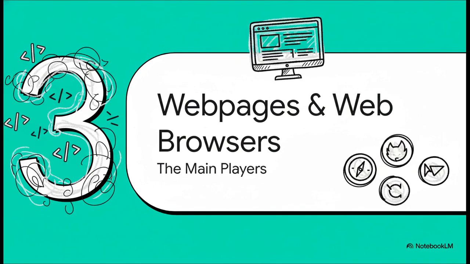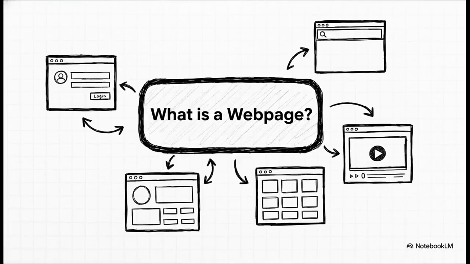Now, let's talk about the two main players that make it all work, the web pages themselves and the browsers that read them. You interact with web pages all day long. The login screen for WhatsApp, that's a web page. The Google search page, yep, a web page. That specific video you're watching on YouTube, that's its own web page. A whole website like youtube.com is really just a giant collection of all these individual pages, all linked together.